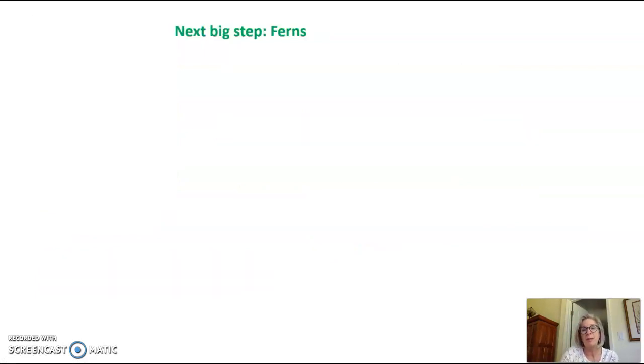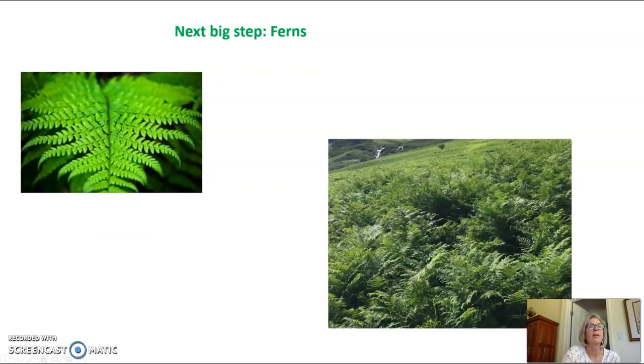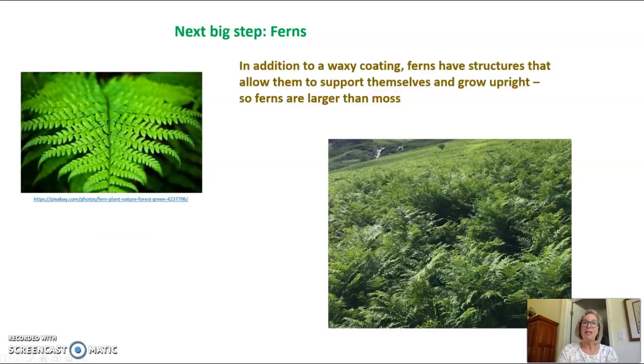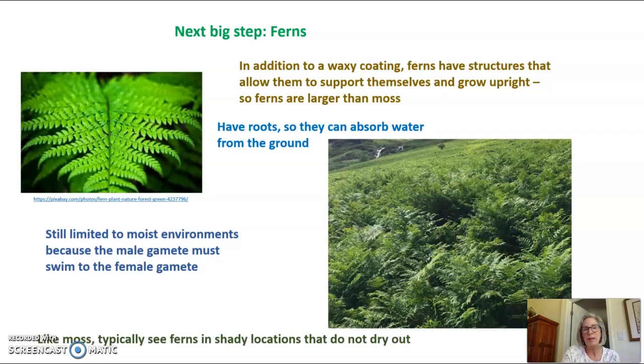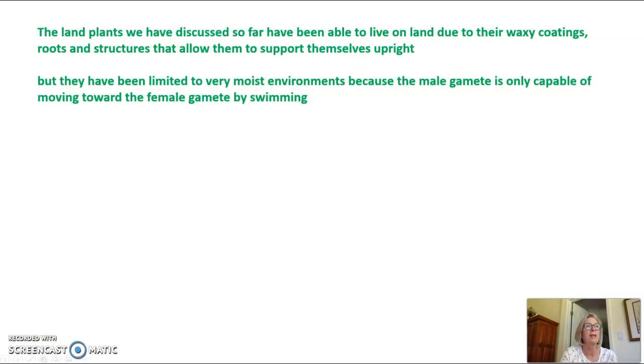The next big step to moving on land were the ferns. Ferns, in addition to having a waxy coating so they were able to stay hydrated, have structures that allow them to support themselves and grow upright. So ferns are much larger than moss. They also have true roots so that they can absorb water from the ground. But they're still limited to moist environments because the male gamete has to swim to the female gamete. So like moss, we typically see ferns in shady locations that do not dry out.